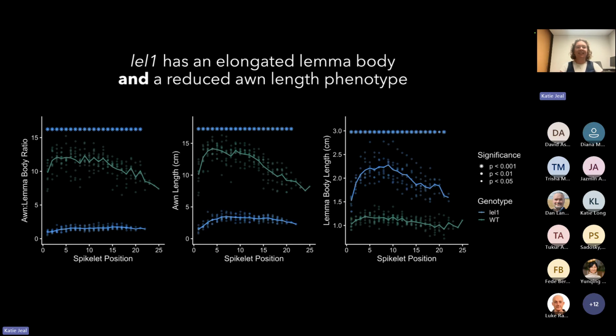Something else interesting is that awn to lemma body ratio decreases over time in the wild type, whereas the leafy lemma ratio appears much more consistent, suggesting that there might be something in leafy lemma that is affecting its developmental progress.